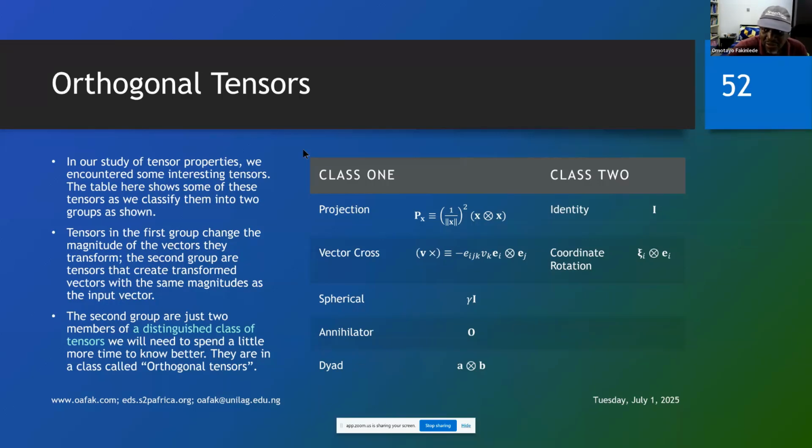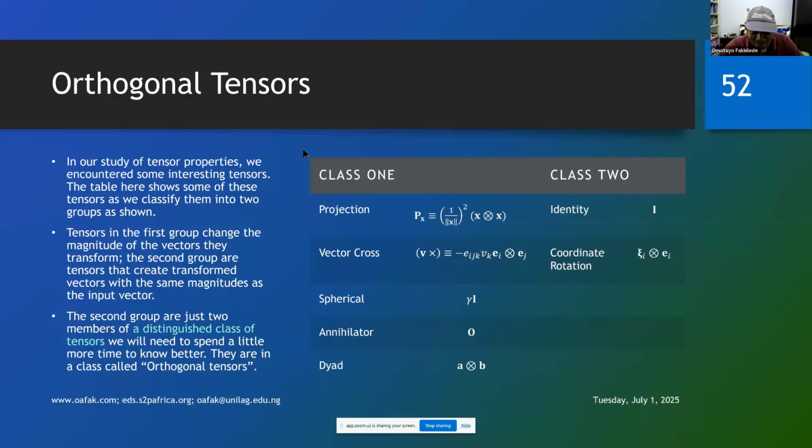Other tensors will transform and change magnitude. But orthogonal tensors do not change magnitude. Other tensors will change magnitude and direction. Can anybody tell me one tensor that I've not mentioned that does not change magnitude? I want to see whether you can remember. I will tell you the answer, and you will be ashamed of yourself when I do, because it's a tensor you have experienced this morning already.